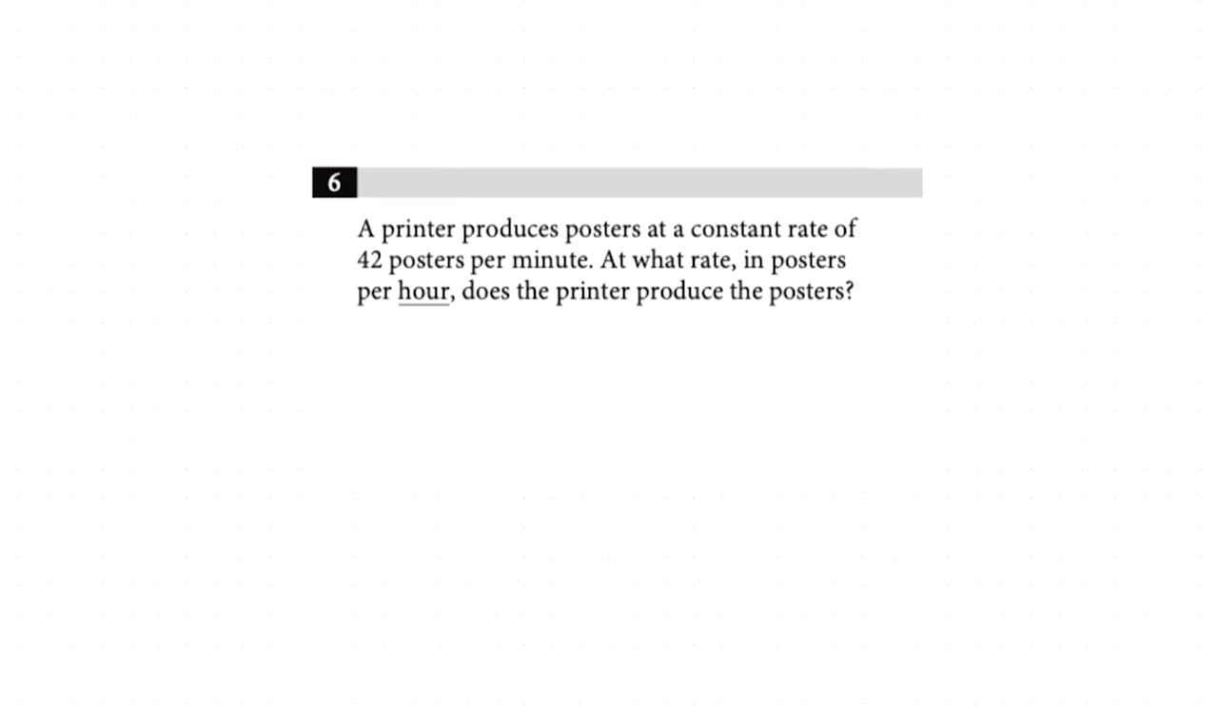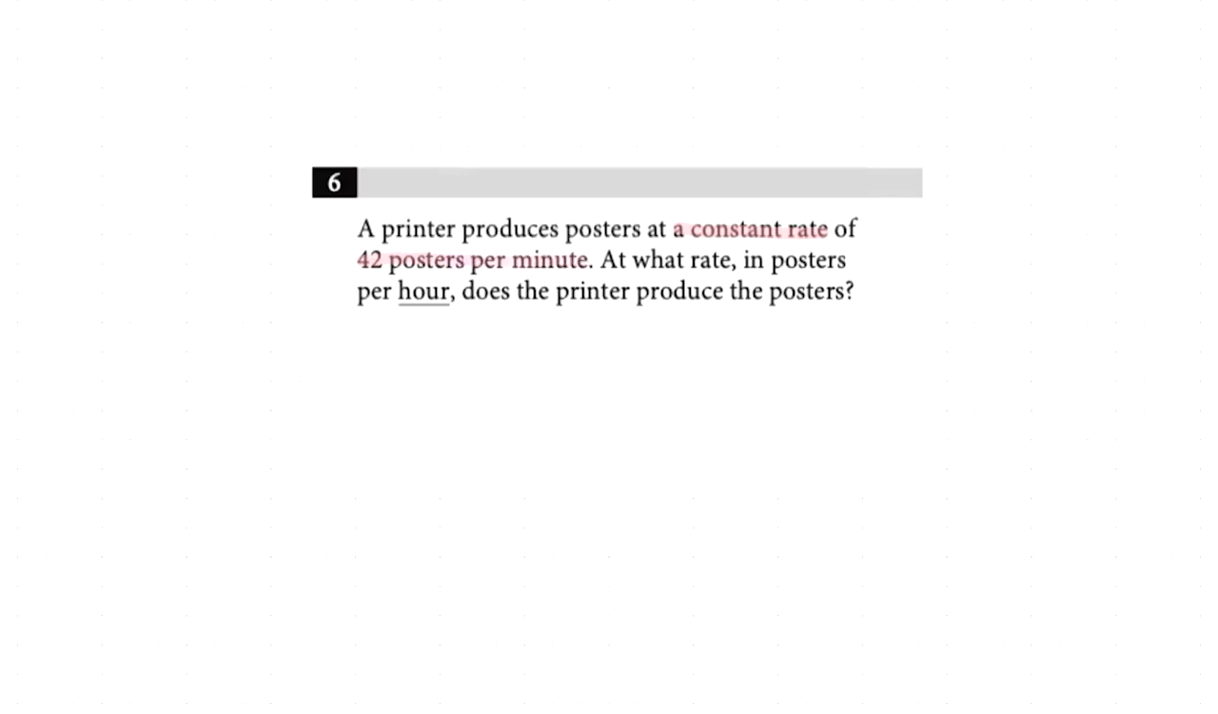some details. So a printer produces posters at a constant rate. Constant rate means the rate does not change. It means if you create one poster in 1 minute, you're gonna create 2 posters in 2 minutes. So it means the rate does not change. It's a constant rate. So it simply says this printer creates 42 posters per minute.